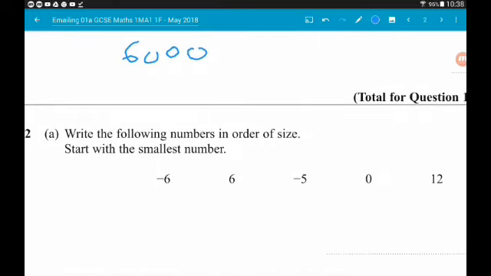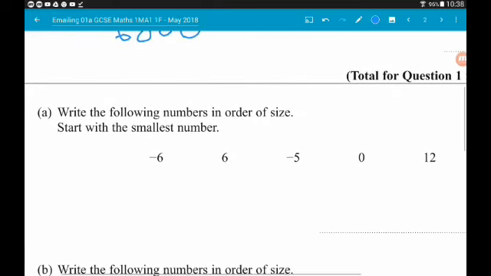Question 2 wants us to write these numbers in order of size, starting with the smallest. So the smallest number here is minus 6, and then minus 5, and then 0, and 6, and then 12.